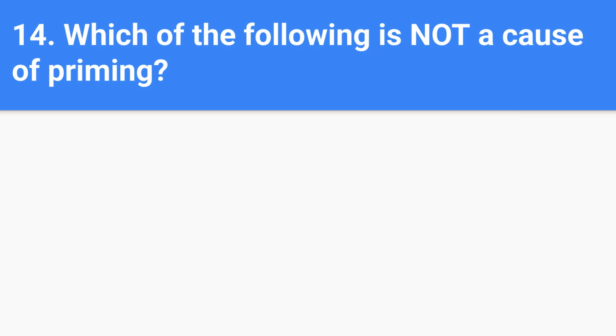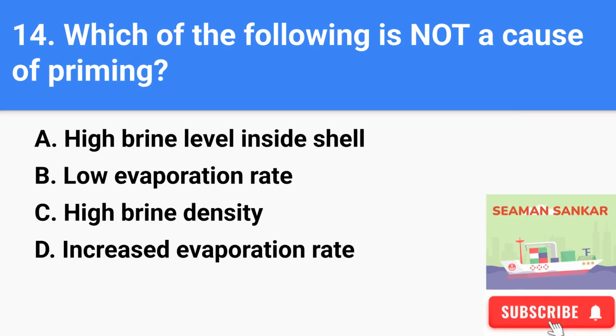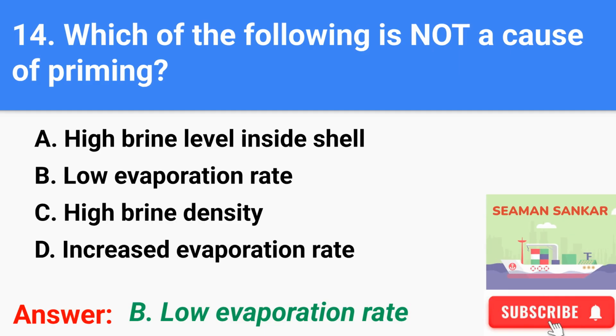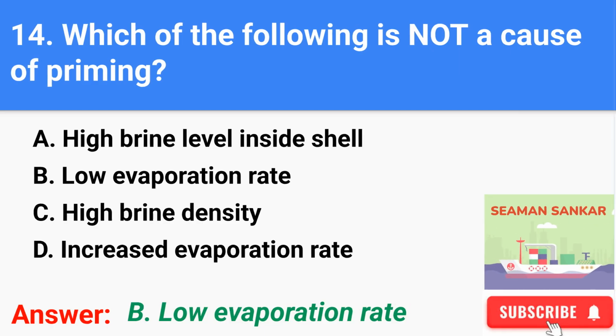Question 14. Which of the following is not a cause of priming? A. High brine level inside shell. B. Low evaporation rate. C. High brine density. Or D. Increased evaporation rate? The correct option is B. Low evaporation rate. High brine level, high brine density, and increased evaporation rate are all common causes of priming.